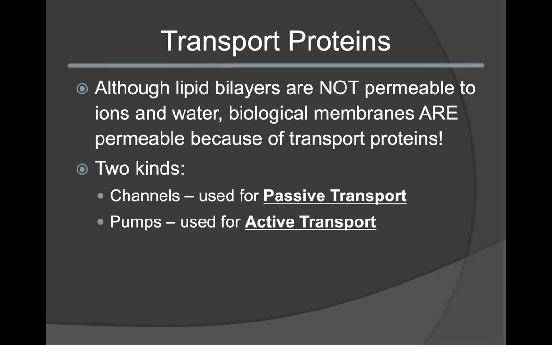There are two main kinds of transport proteins present in the cell membrane: channels and pumps. Channels are used for passive transport, so in instances where no energy is used to transport substances across the membrane, whereas pumps are used for active transport, so they are going to require energy in order to move substances across the membrane.